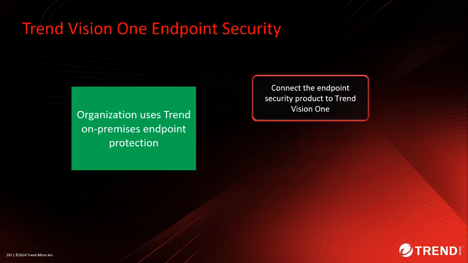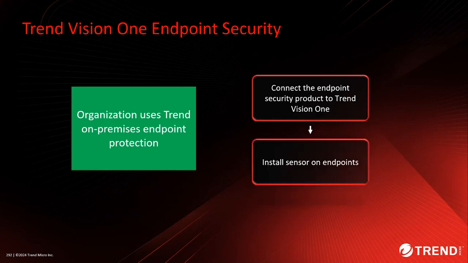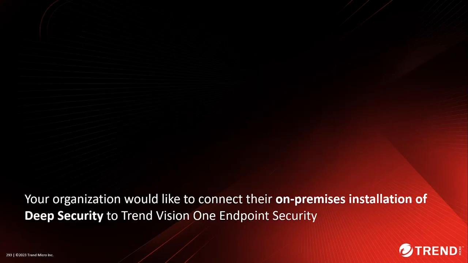capabilities. For our initial scenario, the organization would like to connect their on-premise installation of the Deep Security to Trend Vision 1 Endpoint Security. From here, you can execute several mitigation actions on any device listed in your inventory, such as isolating an endpoint, running a remote custom shell, or starting a remote shell session. So to accomplish those actions, we need to install sensors on endpoints via Basecamp. So it's just a quick description for our final scenario.